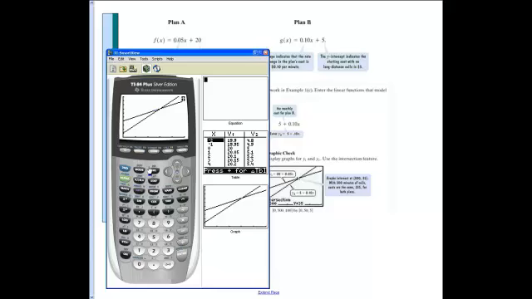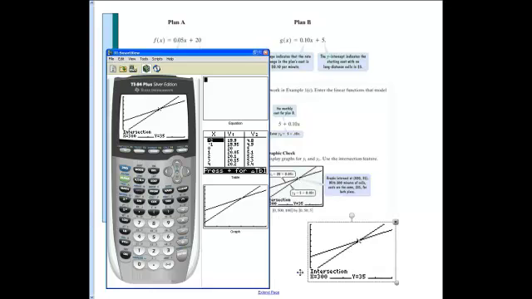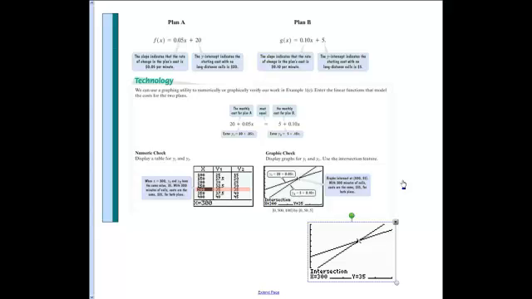If I do a second calculate, option 5, and just hit enter for the first curve, enter for the second curve, and enter, it gives me a value there of 300 for the X value. So you can see that we can use the calculator to help us determine that value as well.